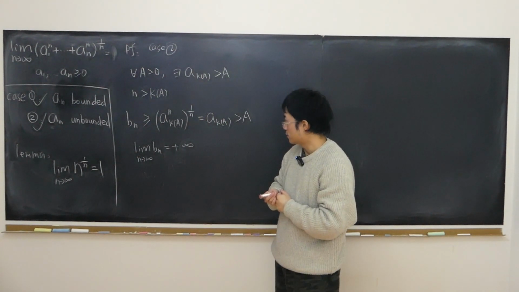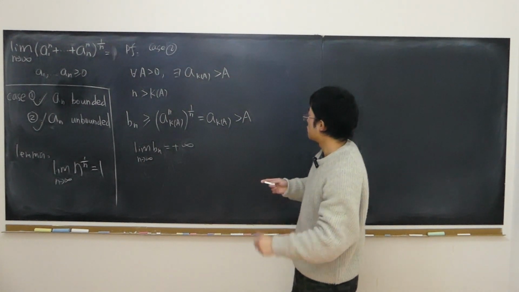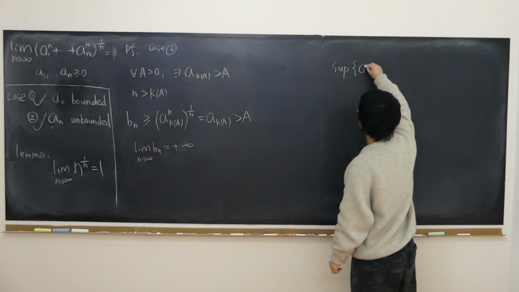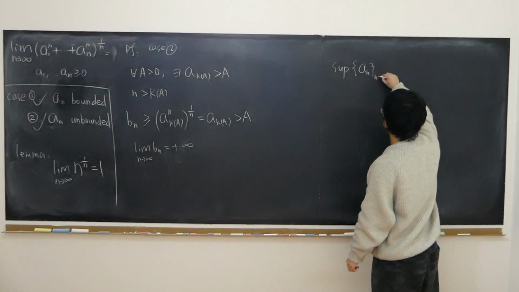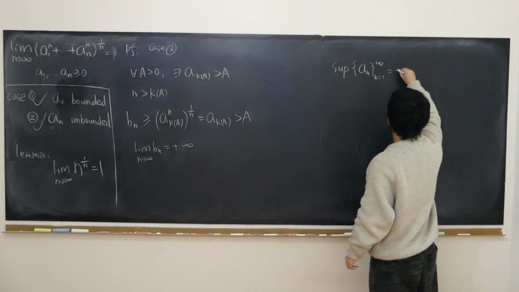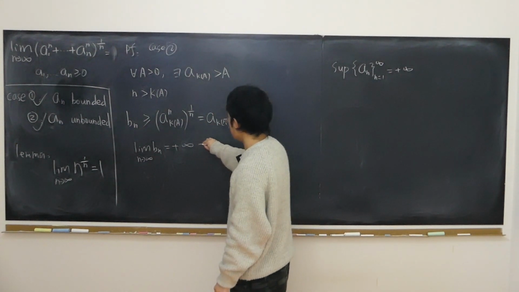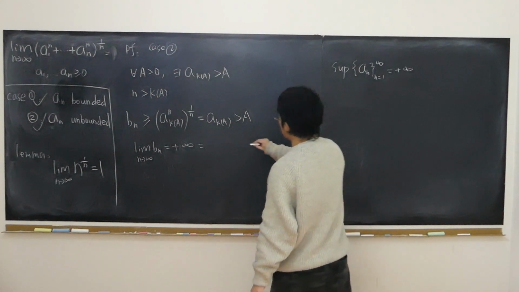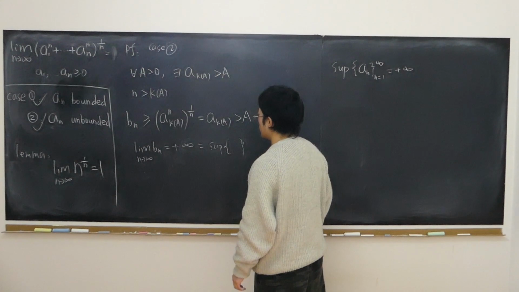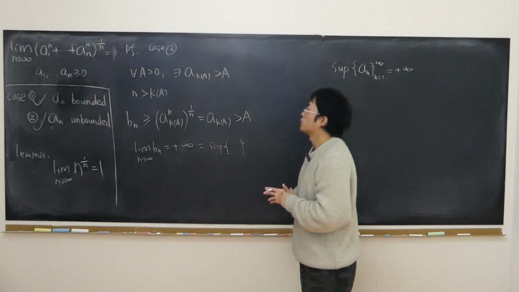So in this case, since the sequence is unbounded, therefore the supremum of this set is actually infinitely large. Okay. So that is also, in this case, the sup. Also true. So both cases are true.